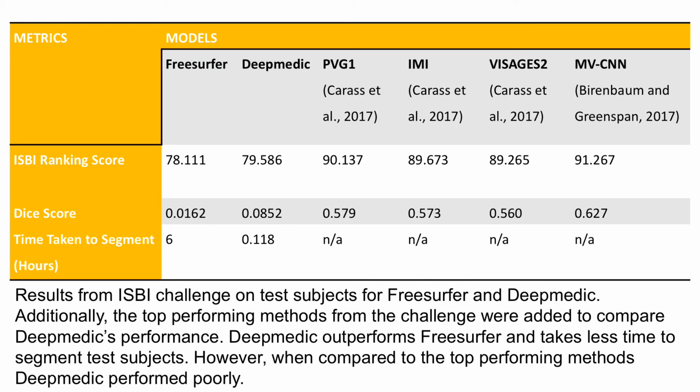We can see Deepmedic outperforms Freesurfer as evidenced by the higher ISBI ranking score, which takes into account metrics such as dice score amongst others. However, Deepmedic compared to the other algorithms did not perform particularly well. They had dice scores in the range of 0.55 to 0.65 and ISBI ranking scores of around 90. Anything above 90 is compared to human rater level. Deepmedic was markedly worse at around about 79.586. It is worth noting that once Deepmedic has been trained, it only takes 10-20 minutes for it to segment the subjects, whereas Freesurfer took 6 hours.